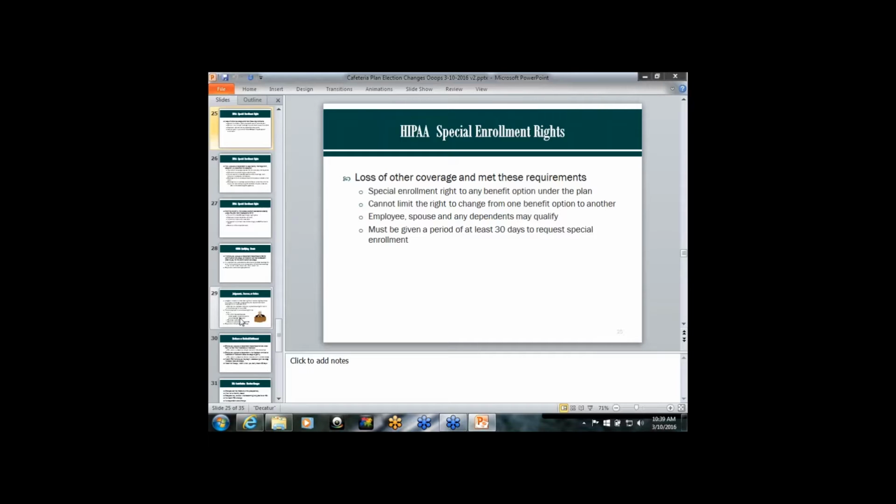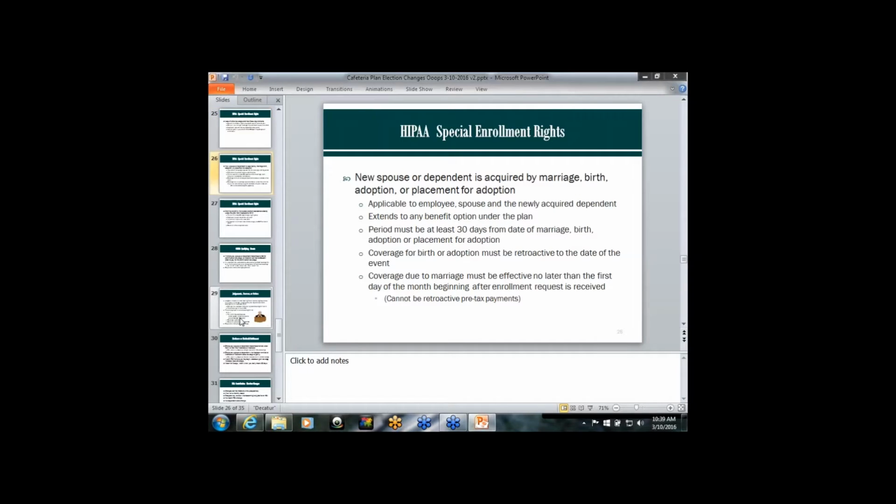As to who can make the change here, it's the employee, a spouse, and any dependents can go ahead and qualify. And again, they have to be given at least that period of 30 days under HIPAA to make special enrollment right. Now, if it's the dependent that's losing coverage and not the employee, then the dependent and employee can enroll, but not the spouse. This is one of those tag-along rules here. I can bring this person, but not the other person.